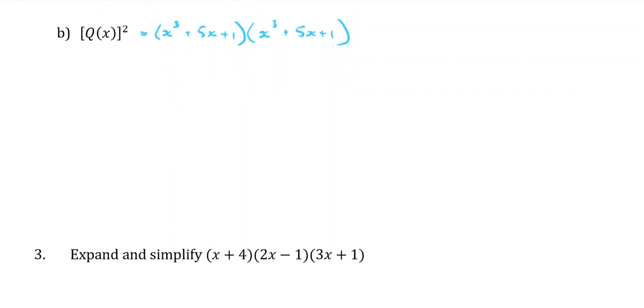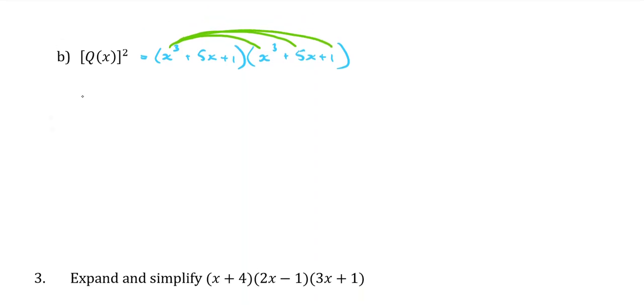So let's multiply the x cubed by each thing in the second bracket. So x cubed times x cubed is x to the power of 6. X cubed times 5x is 5x to the power of 4. X cubed times 1 is x cubed. Now the 5x times each thing in the second bracket. 5x times x cubed is 5x to the 4. 5x times 5x is 25x squared, and 5x times 1 is 5x.